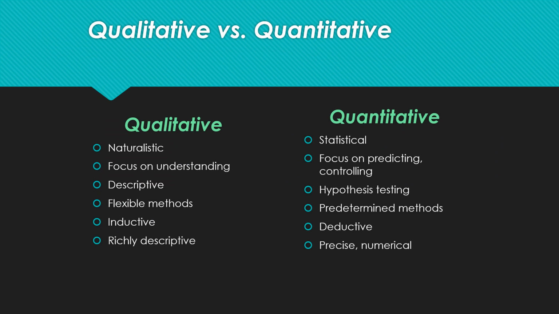If we compare these two, qualitative is more naturalistic, focused on understanding, descriptive, with flexible methods, inductive, and richly descriptive. While quantitative is more statistical, focused on predicting or controlling, hypothesis testing, with predetermined methods, deductive, and precise numerical. So these are the differences or comparison between qualitative and quantitative.